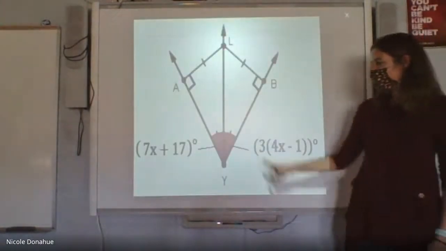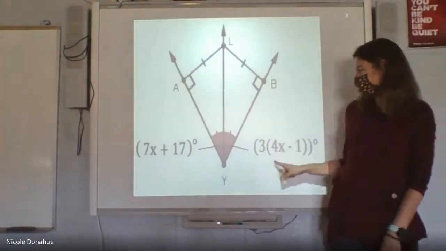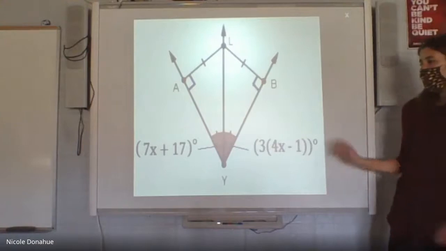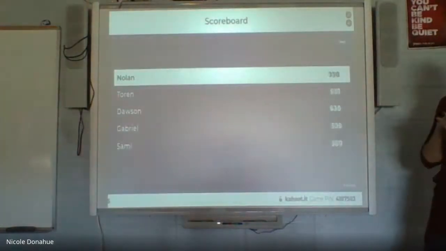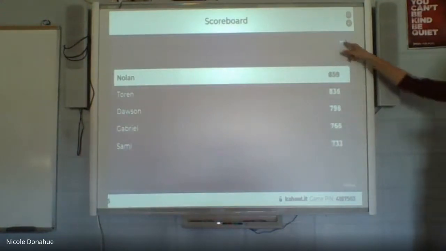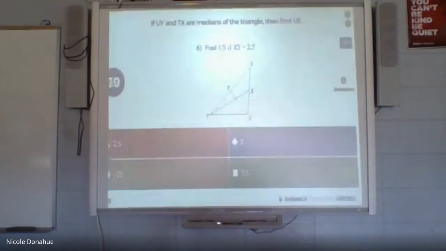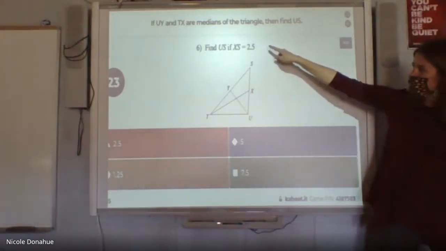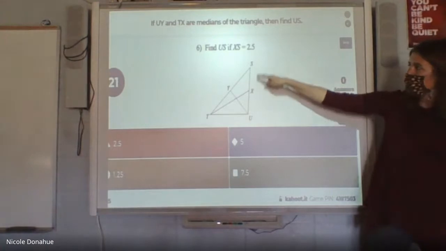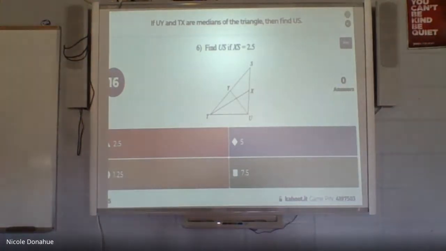Alright, so we set these two equal. You had to distribute this 3 and it became 12x minus 3. And then you had to solve those equations for x. Okay, so they're telling us it's the medians. So think about what you know about medians. And then they tell us XS is 2.5. They want US. So again, medians.